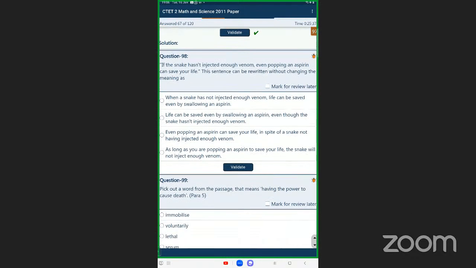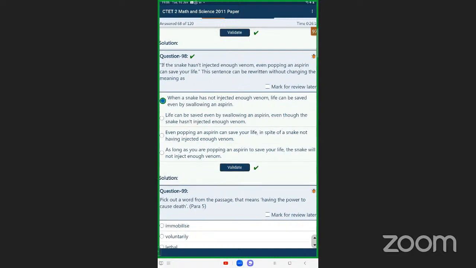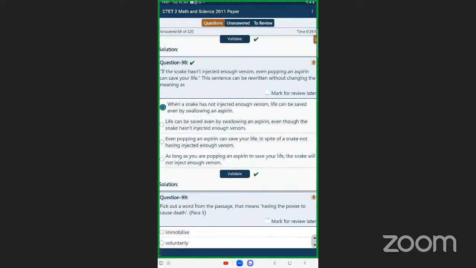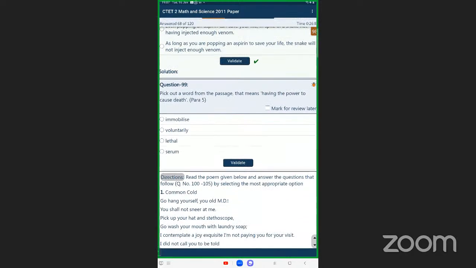Next one. The question is, student, if the snake hasn't injected enough venom, even popping an aspirin can save your life. This sentence can be rewritten without changing the meaning as what, student? What can be the correct option? Option A, student. When a snake has not injected enough venom, life can be saved even by swallowing an aspirin. This is correct. Next one, question number 99.